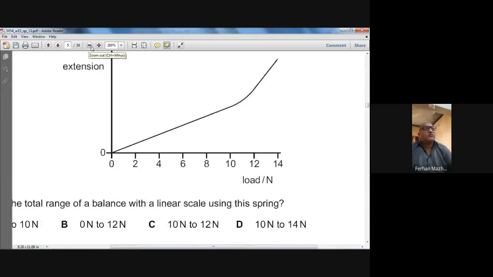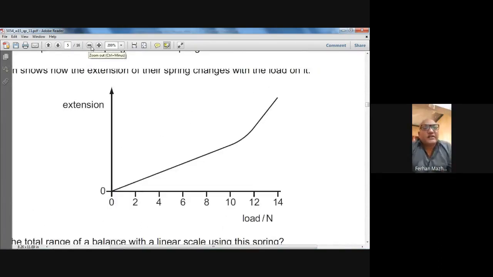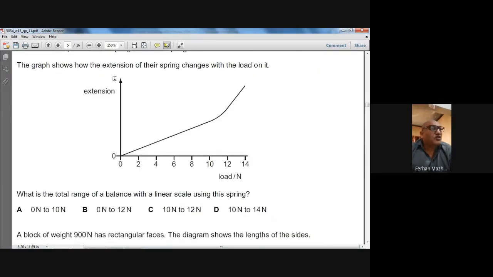Okay, now on your screen it's very clear. Up to 10 Newton, the graph is a straight line. After 10 Newton, the graph became a curve. So it means up to 10 Newton, the load and the extension are directly proportional to each other. So the range can be from 0 to 10 Newton.